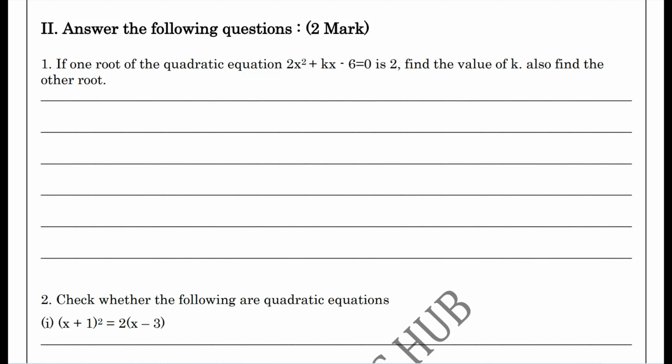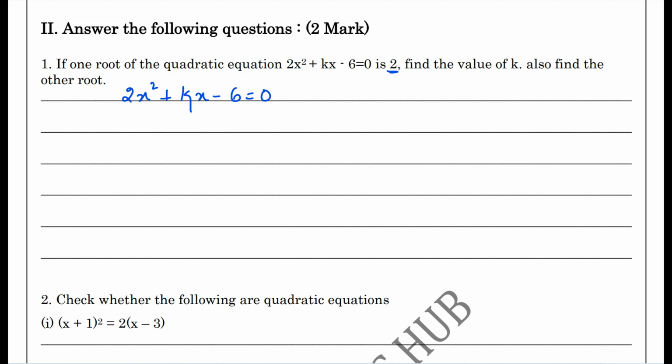Dear students, now we'll solve 2-mark questions, and the questions will be very simple ones. If one of the roots of the quadratic equation 2x square plus kx minus 6 equals 0 is 2. Given one of the roots as 2 of this quadratic equation 2x square plus kx minus 6 equals 0, find the value of k.